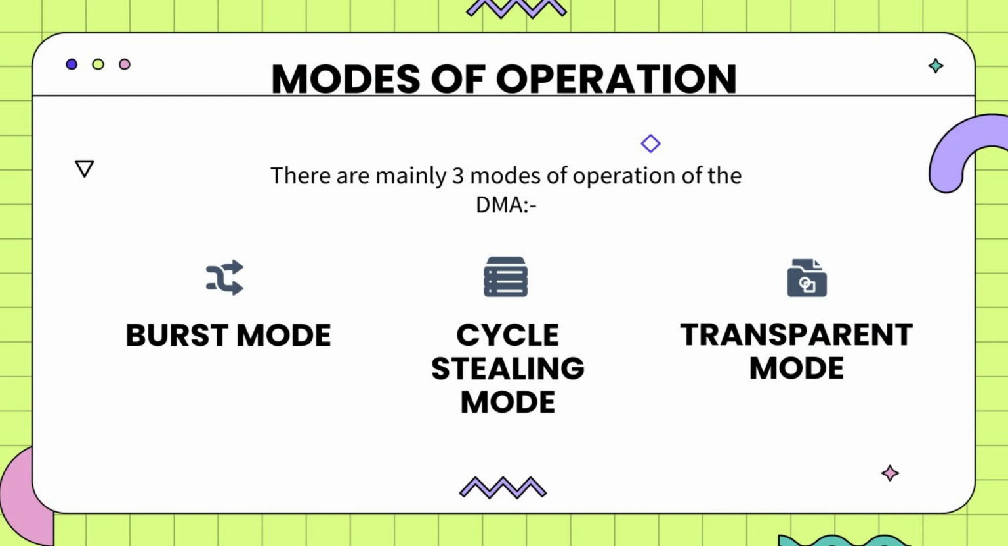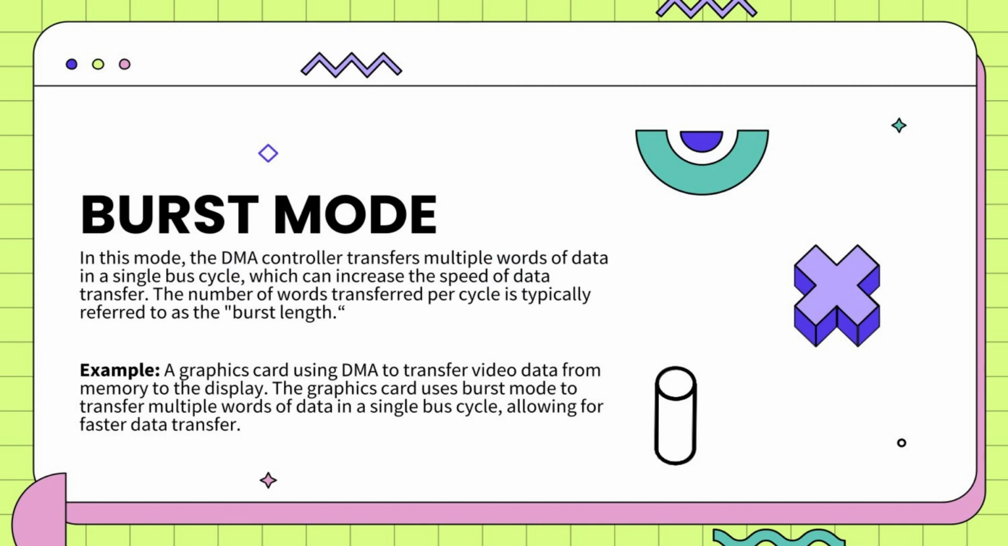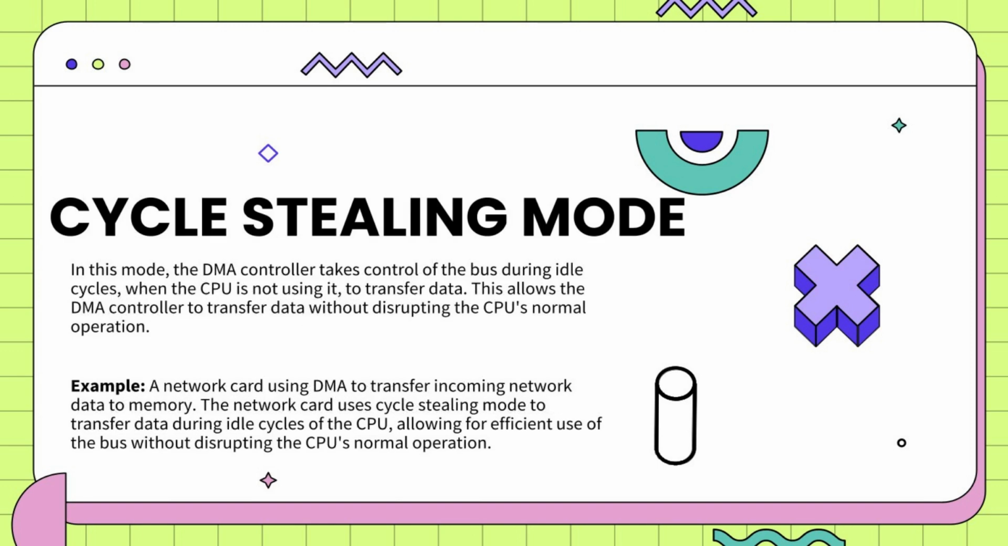Modes of operation. There are mainly three modes of operation of the DMA: burst mode, cycle stealing mode, and transparent mode. Burst mode. In this mode, the DMA controller transfers multiple words of data in a single burst cycle, which can increase the speed of data transfer. The number of words transferred per cycle is typically referred to as the burst length. Example: a graphics card using DMA to transfer video data from memory to the display.